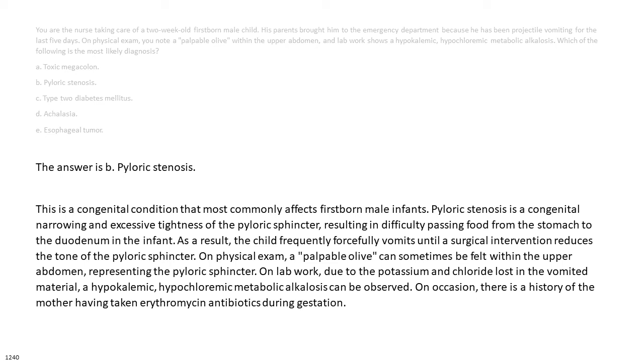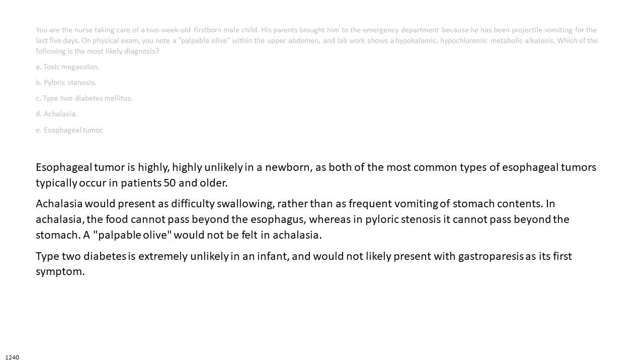On physical exam, a palpable olive can sometimes be felt within the upper abdomen, representing the pyloric sphincter. On lab work, due to the potassium and chloride lost in the vomited material, a hypochloremic metabolic alkalosis can be observed. On occasion, there is a history of the mother having taken erythromycin antibiotics during gestation. Esophageal tumor is highly unlikely in a newborn, as both of the most common types of esophageal tumors typically occur in patients 50 and older.